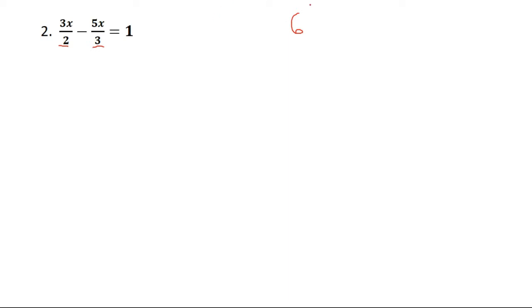Now what do we do with the LCM that we found? Multiply each term by the LCM. So we are going to have 6 times 3x over 2. So you multiply this term by the LCM, which is 6. Now when you come here, you multiply this term also by the LCM. So minus, we bring the LCM, which is 6, times this term, which is 5x over 3. When you come here, you multiply this term also by the LCM. So 1 times 6 here. I hope that is clear.